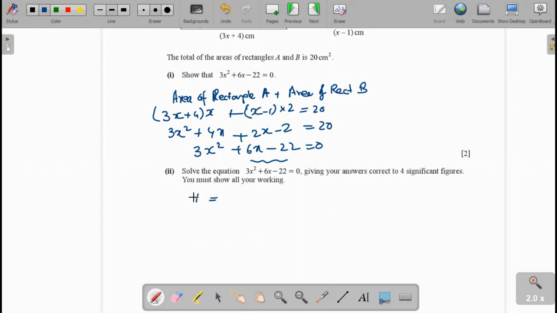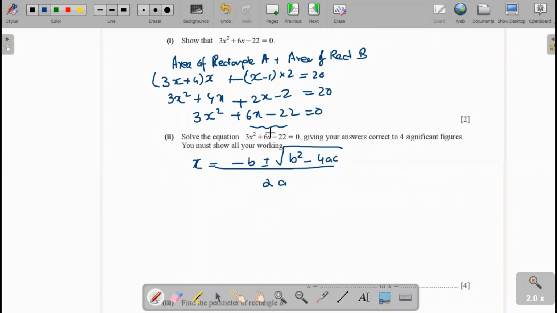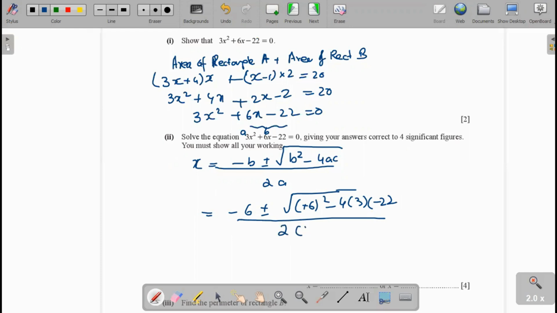The quadratic formula is x equals minus b plus or minus the square root of b squared minus 4ac, over 2 times a. Now the coefficient of x squared is a, and the coefficient of x is b. Therefore b is 6, a is 3, c is minus 22. So 6 squared minus 4 times 3 times minus 22, over 2 times 3.